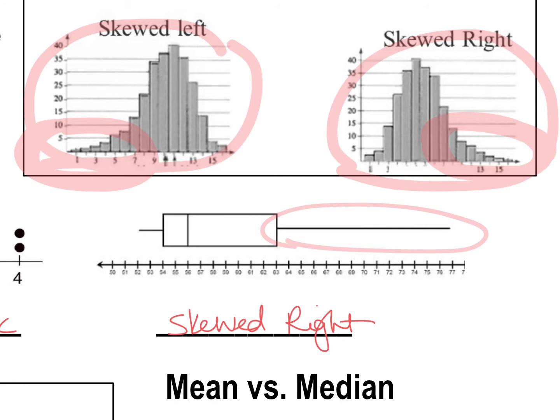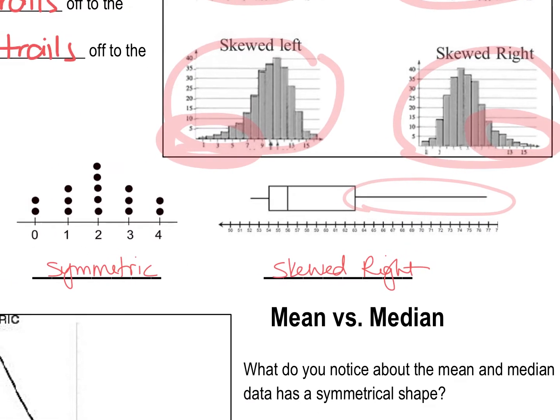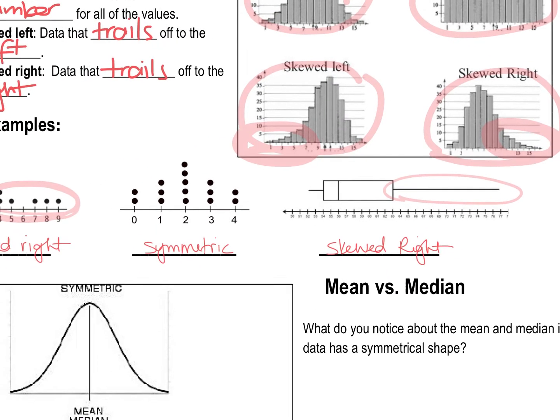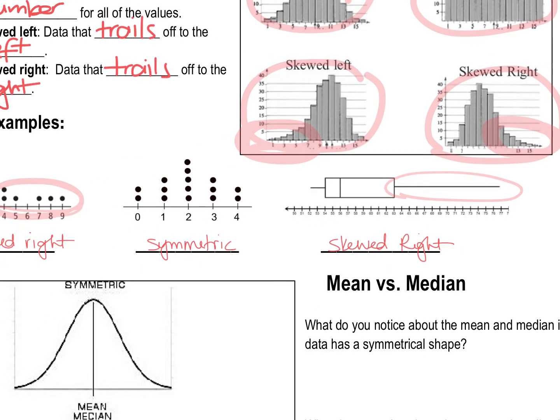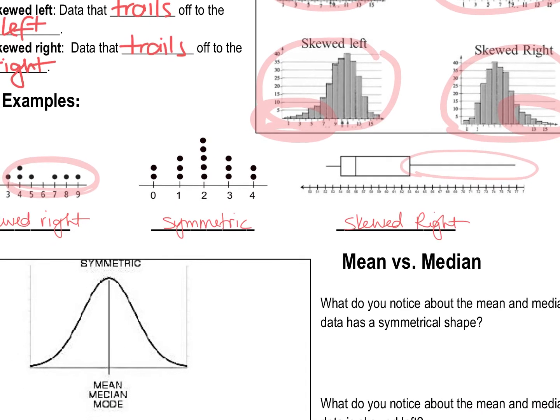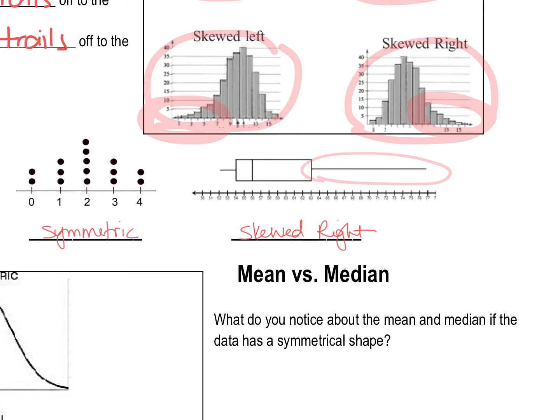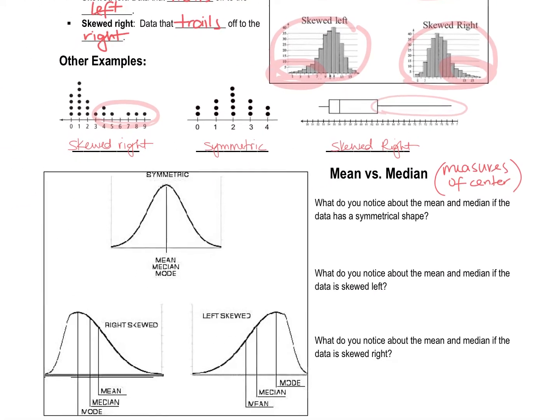Okay. Now we're going to talk about different measures of center. There are 3 measures of center that we have been talking about the last few days. We've been talking about the mean, the median, and the mode. But for this analysis today, we're just going to compare the mean versus the median. So these are measures of center. I'm going to write measures of center right here next to this heading. Okay, so we're going to look at these graphs as we answer some questions.